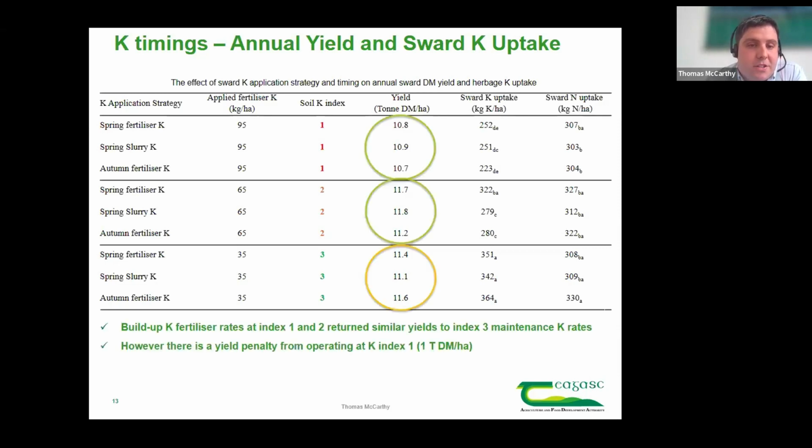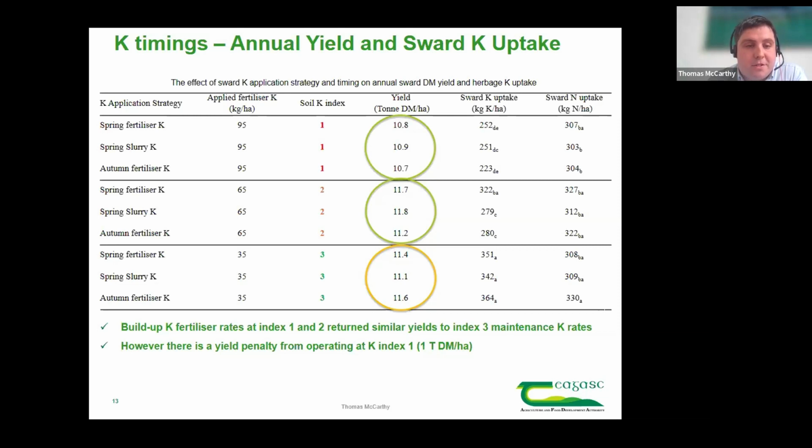So just to draw your attention to the yield, first of all, where we were in index 1 and used that higher rate of build-up, we were almost able to compensate for the optimum range of soil K index 3. However, we did see there was a yield penalty of about a tonne per hectare between having build-up rates at index 1 versus just maintaining our optimum soil K index 3. While that's not significant from a research point of view, on a practical level, an additional tonne is significant at farm level.